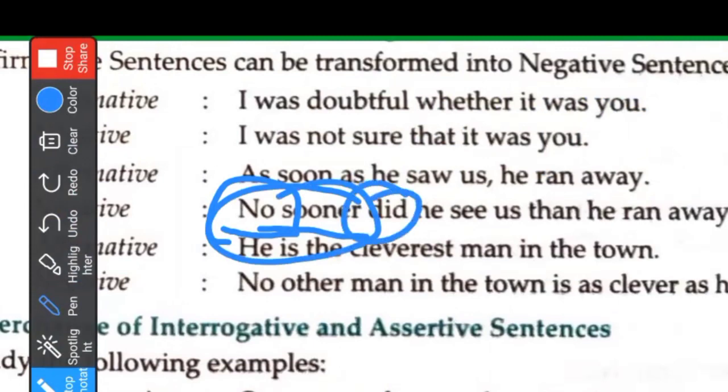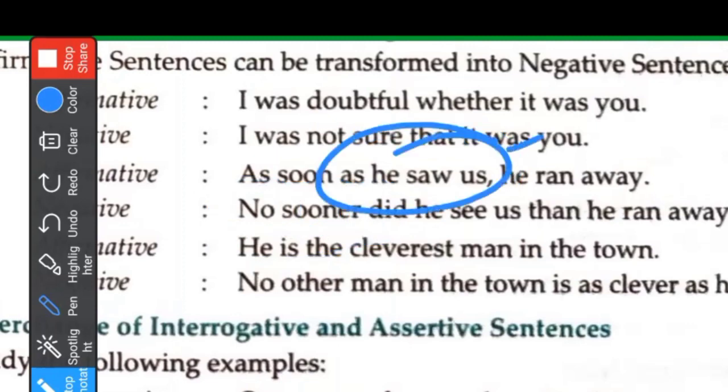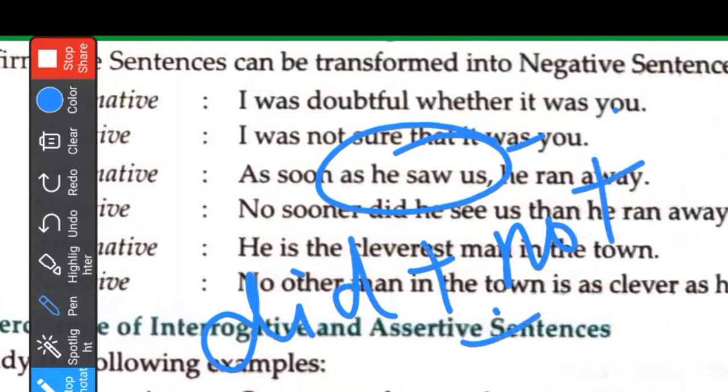No sooner did he see us. Now why is "did" used? Can anybody tell? Rahul or anyone, can you tell me why "did" is used? Mehak. Because the sentence is in the past indefinite tense. Past indefinite tense has the combination did plus not, then verb first form. So did plus not plus verb first form is the combination that we use to write the negative sentence in the past indefinite. We cannot change the tense, we cannot change the meaning. That's what we discussed earlier.